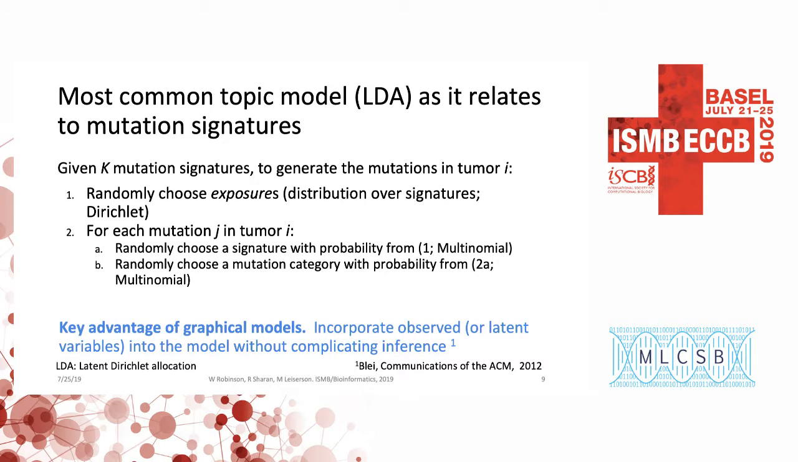That works reasonably well, but it ignores one of the key advantages of graphical models, and that's how easy it is to incorporate observed or latent variables into the model without complicating inference. This is in contrast to a method like NMF, where this is possible but would be much more difficult from an inference perspective.